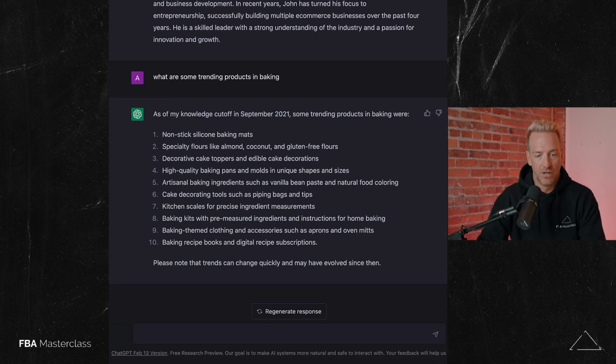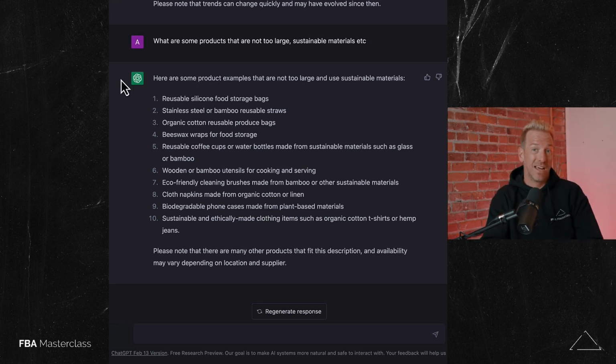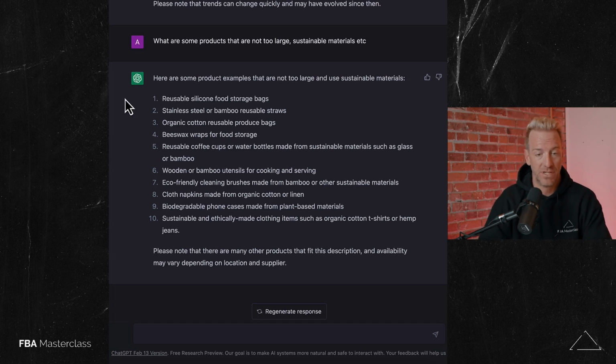Let's look at another prompt here that we recommend, which is, what are some products that are not too large and that are made of sustainable materials? Again, a little bit broad, but it may generate some unique ideas based on features. So you can take a look at those ideas. There are 10 different ideas around sustainable materials.